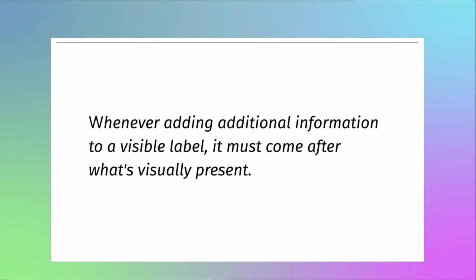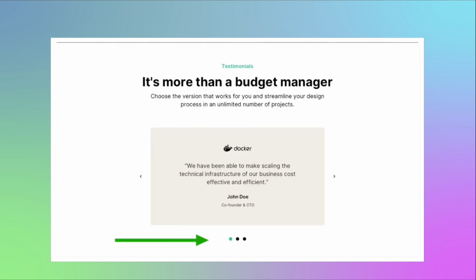So, a good rule of thumb is, whenever adding additional information to a visible label, it must come after what's visually present. Knowing how voice control users navigate the web can also inspire more visual improvements to our components. If the user needs to see a visible label to interact with a control, then what about controls that don't have any visible labels? What about components that have label-less controls, such as dot navigations, that we usually see in sliders? If a user wants to interact with the dots in a dot navigation, they can't speak their accessible name because they don't have a visible one that they can see.